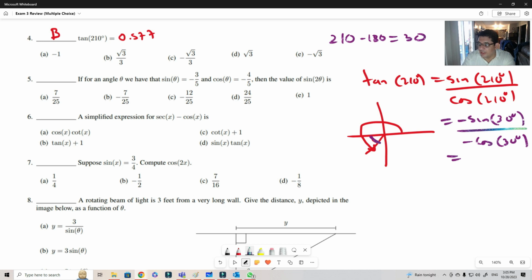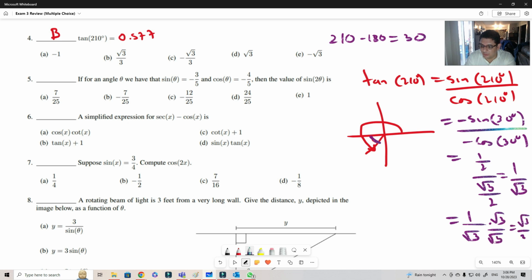And so at this point, if you remember your geometry of special angles, then you're going to know that this is 1/2, and this is square root of 3 over 2. So if you cancel the 2's, this is 1 over square root of 3. And then you can multiply by square root of 3 up and down, and that will give you square root of 3 over 3, which is, of course, option B.